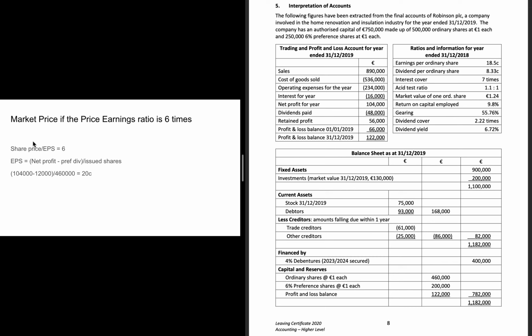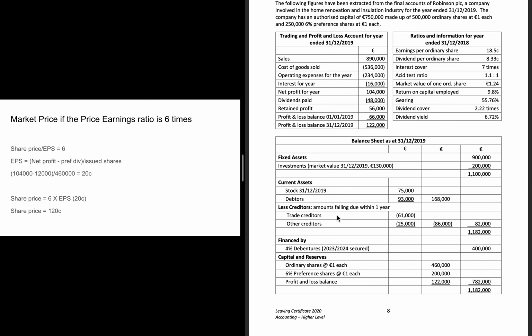So share price x over 20 cent is equal to 6. So therefore share price is 6 multiplied by the earnings per share. So 6 by 20 cent is 120 cent, or €1.20. Okay, so the trick to these is write down the formula and work out, well, what element am I trying to find out? The share price. You have the answer. You can go and work out the EPS, and then it should all make sense from there.